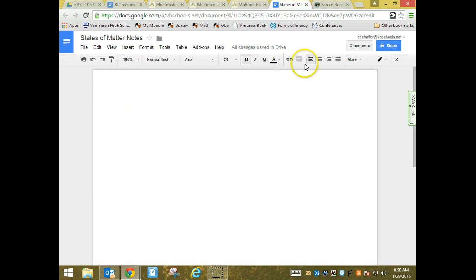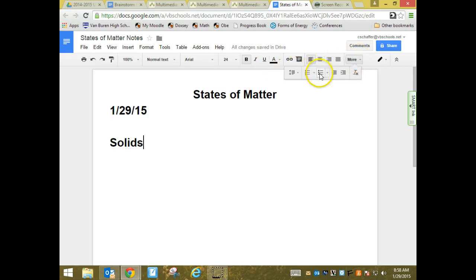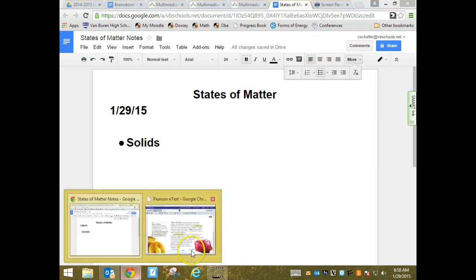Okay, so we are in a new unit. So states of matter. Today's date, and the first state of matter that we're talking about are solids. Okay, so let's take a look at what it means to be a solid.